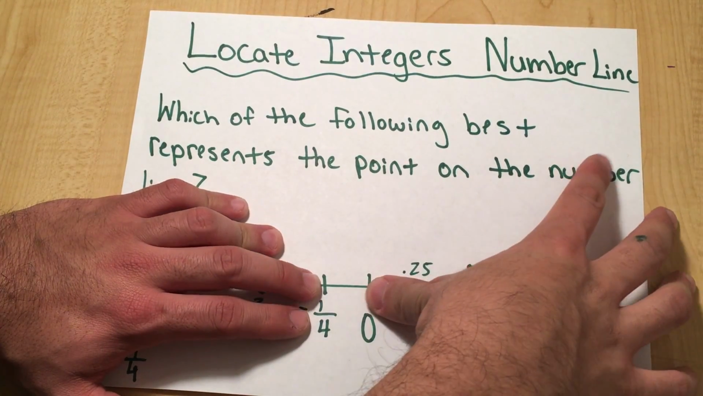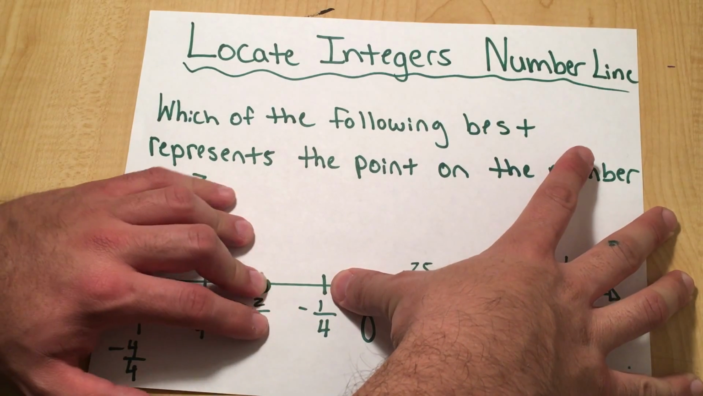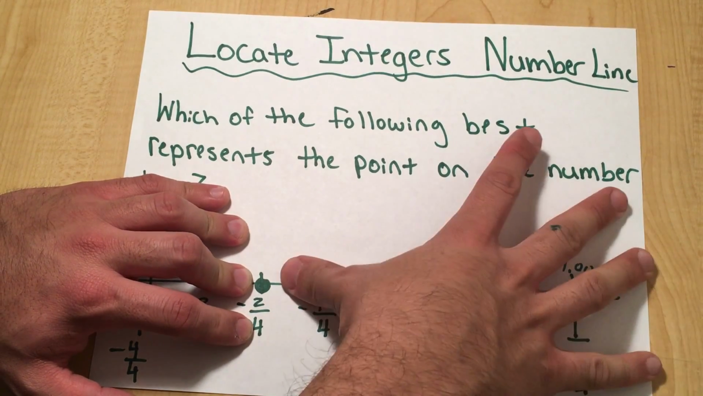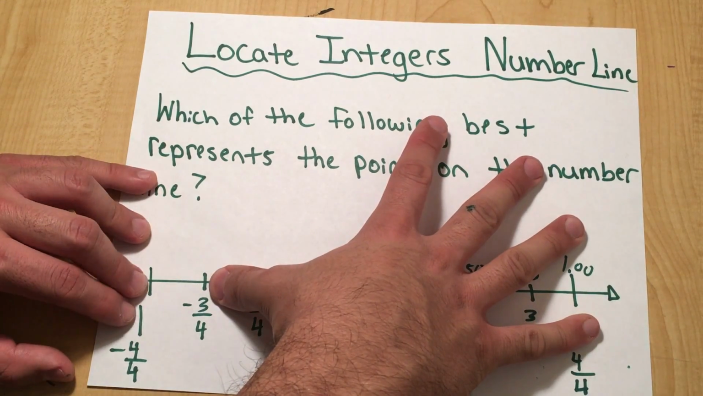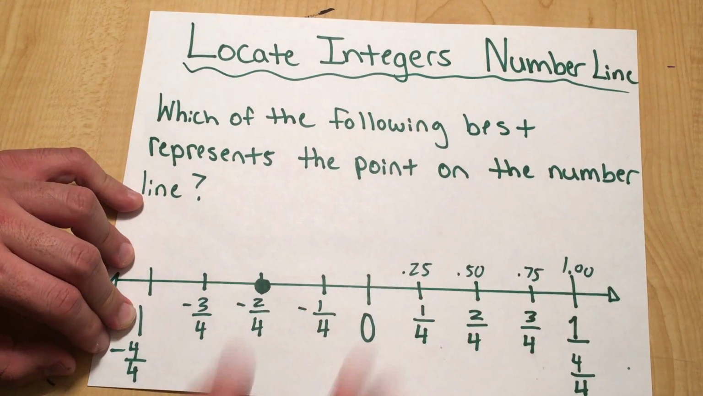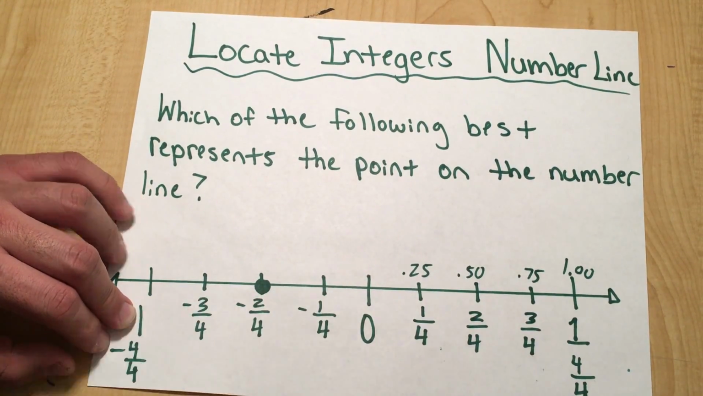Let's go ahead and count them. That would be 1. Then we've got 2. Then over here we've got 3. Then we've got 4. Then here's our whole number. So every single line represents a 4th.